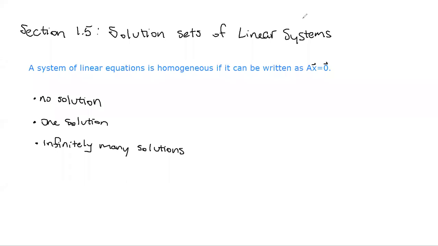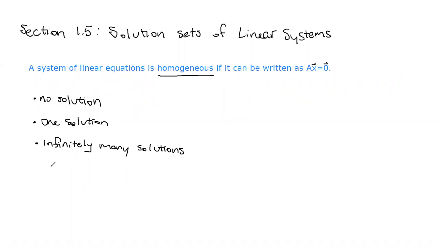Today we're going to be talking about section 1.5, solution sets of linear systems. So let's start by talking about a specific kind of linear system and take a look at what its solution sets look like. A system of linear equations is homogeneous if it can be written as Ax = 0.